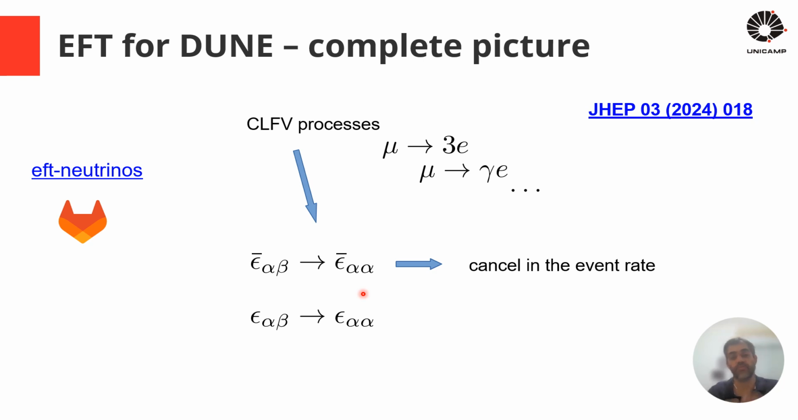So if you have a UV model that also generates NSIs at propagation, but also at production, they will be there. But the point is that DUNE will not be sensitive to them. They just cancel in the event rate. And for the other NSIs, the NSIs at propagation, you have these guys on the diagonal, so you can actually probe them, and this is what we are going to talk about afterwards, okay?